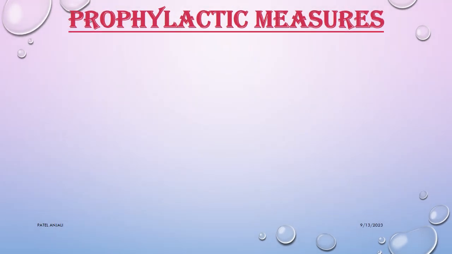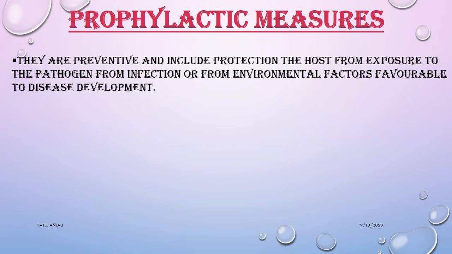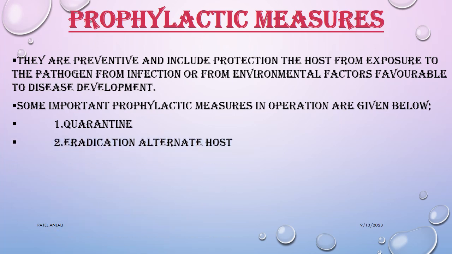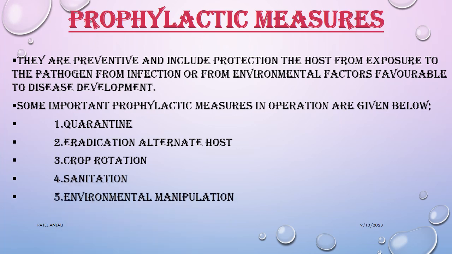So, prophylactic measures, they are preventive and include protecting the host from exposure to the pathogen, from infection, or from environmental factors favorable to disease development. Some important prophylactic measures in operation are given below: quarantine, eradication of alternate host, crop rotation, sanitation, environmental manipulation, chemical prophylactic.